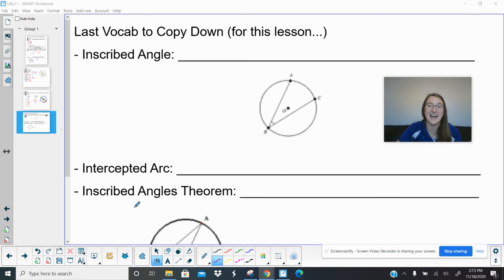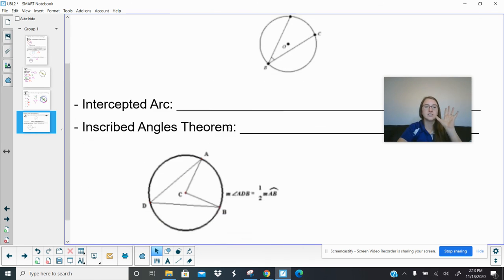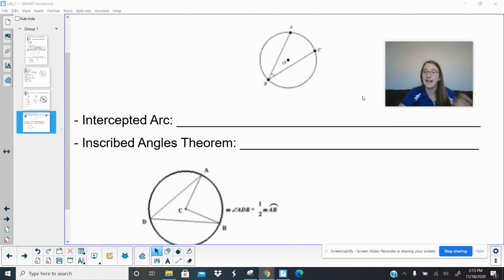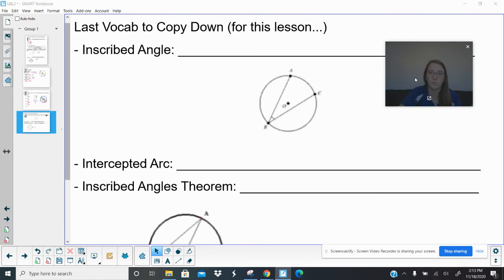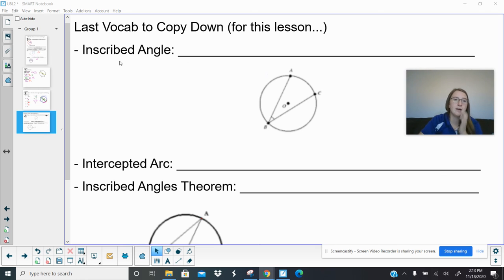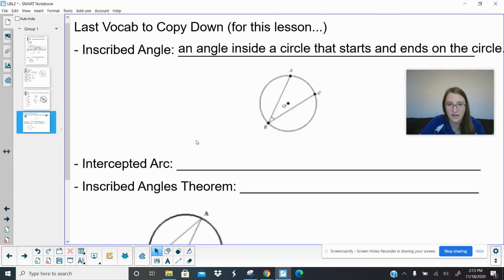Before that, however, I do want you guys to copy down these last vocabulary for this lesson at least. There's probably more later to have, because this stuff is a bit harder and we're going to go over it in class, but I want you to have it copied down to start with. So last bits of vocab here. We have a new type of angle now. We have to keep these straight.